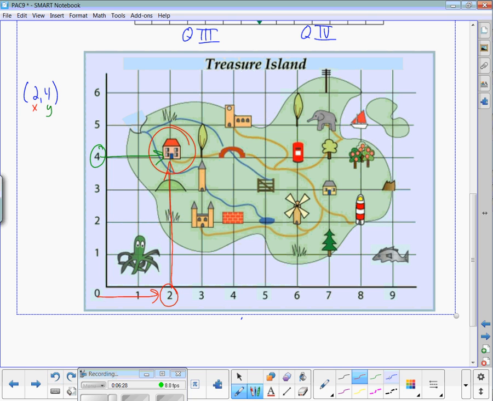Okay, so then knowing that, tell me what object is at coordinates 8, 5. What object is at coordinates 8, 5? And hopefully you said, hey, that's the sailboat right there, right? 8 of the x coordinate and 5 of the y coordinate.